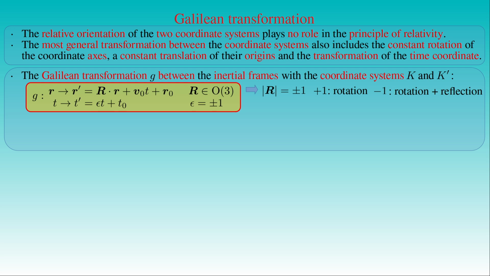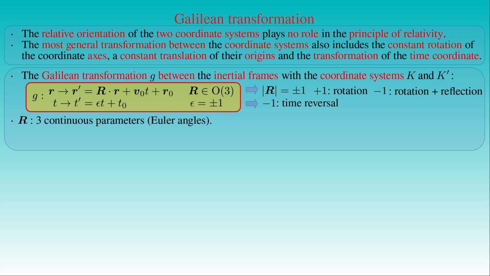In the scalar equation of the Galilean transformation, the time coordinate t in the frame K is mapped into the time coordinate t' in the frame K' that is equal to epsilon times the time t, plus a constant time shift t0, where epsilon can be equal to plus or minus 1. Epsilon equals minus 1 corresponds to time reversal. Let us now determine the number of independent parameters of the Galilean transformation. The rotation matrix R specifies the relative orientation of the coordinate axes in the reference frames K and K'.